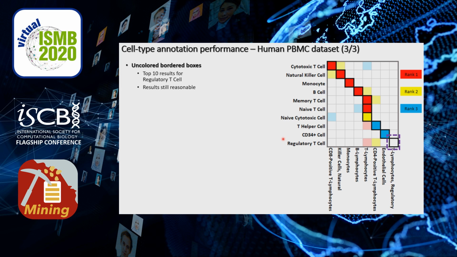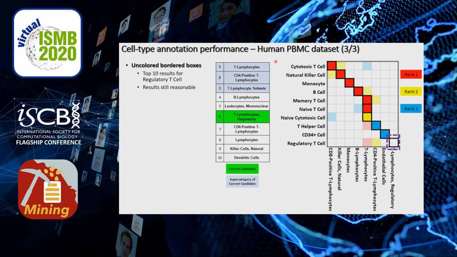For the query with reference regulatory T cell, the expected MeSH cell type should be T lymphocytes regulatory, but it's not colored. As we can see among the top retrieval results, this expected MeSH cell type actually ranks 6th, but the top 3 retrieval results are closely related to the expected one.